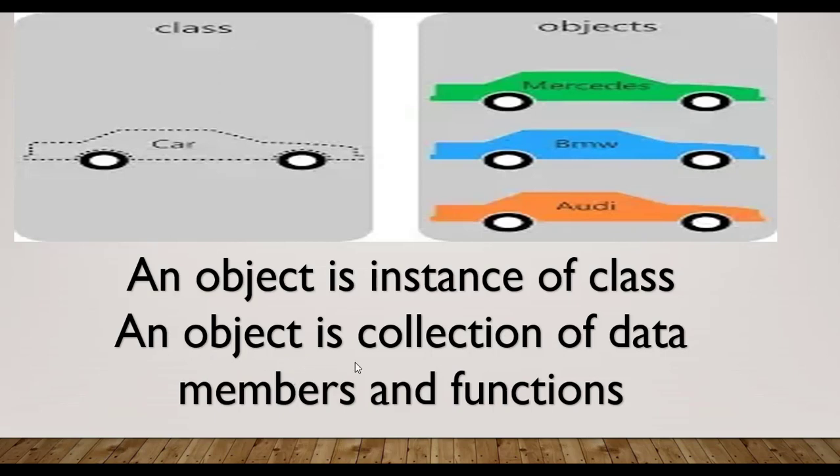So we can tell an object is a collection of data members and member functions. That is, it consists of its own similar characteristics. A car, as a model, has a color and date of manufacturing. All these are the similar characteristics of all cars, so that becomes the data members. And the functions: a car can move, it can stop, it can start. All these are the functions of the car. When we combine data members and functions together, then it becomes an object. An object is a collection of data members and functions.